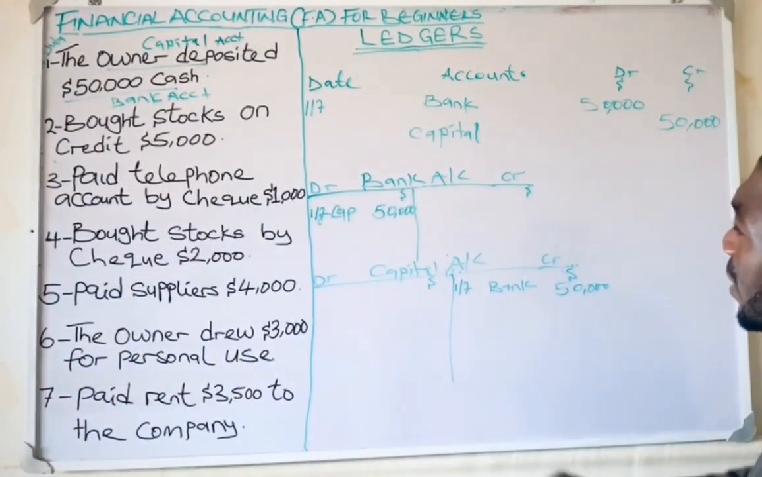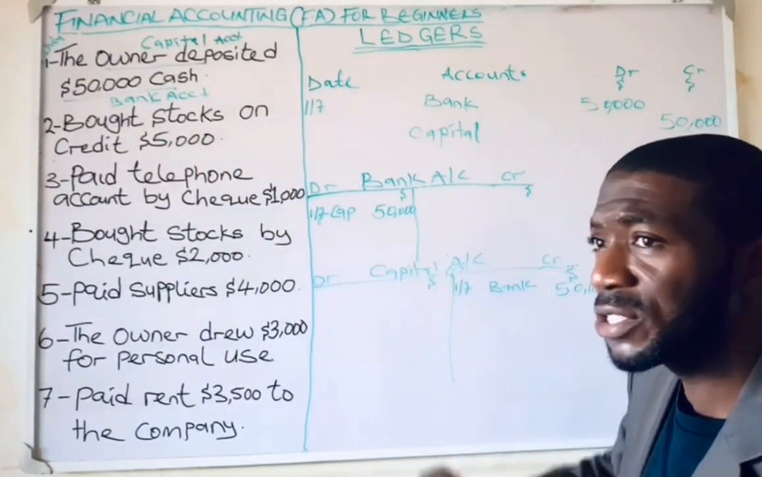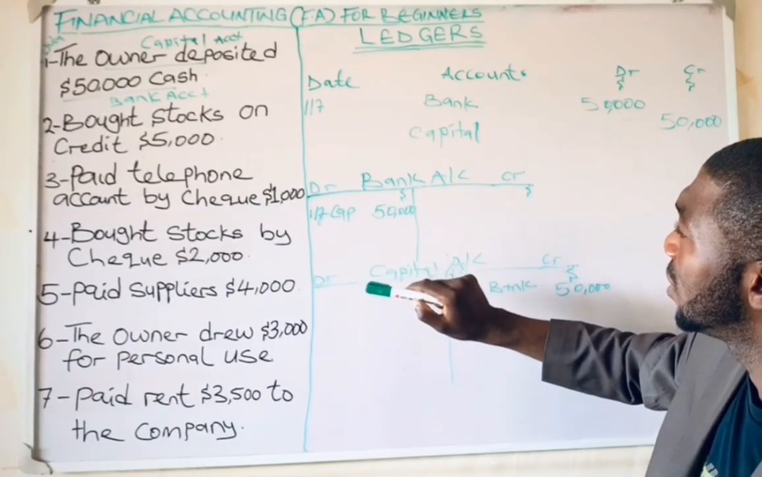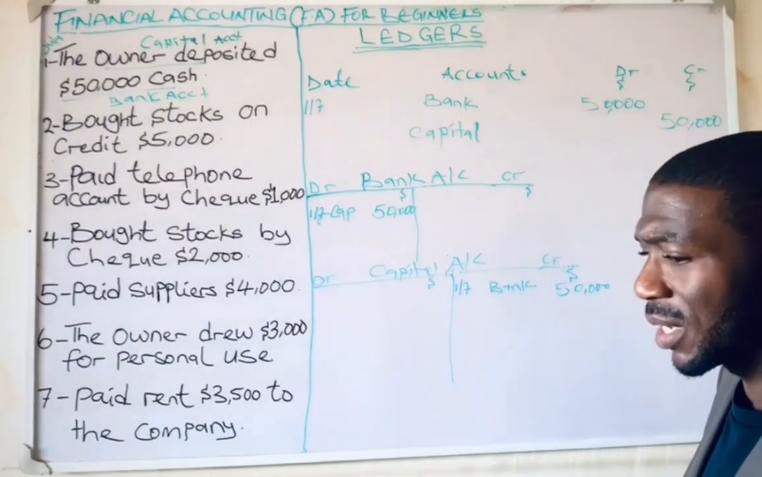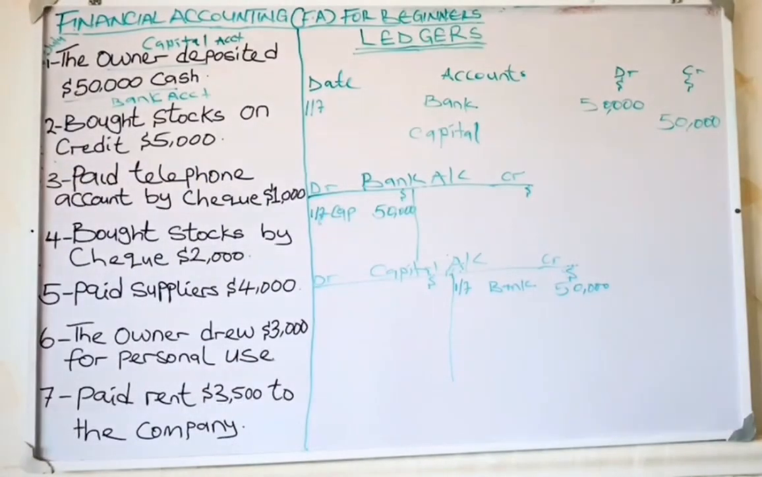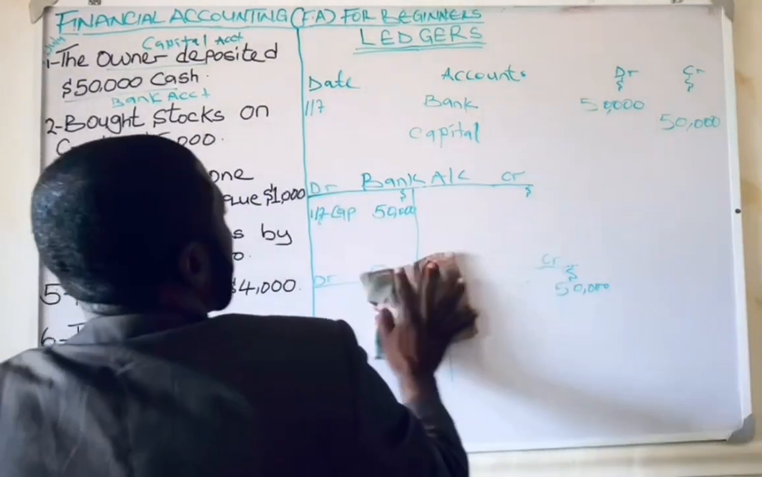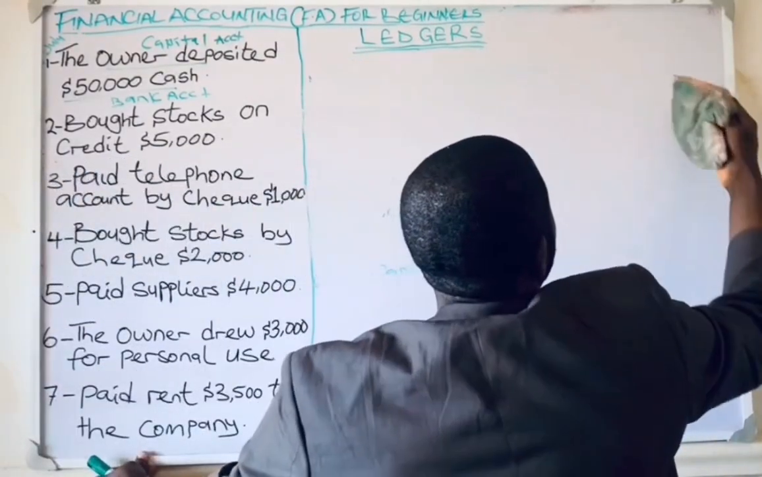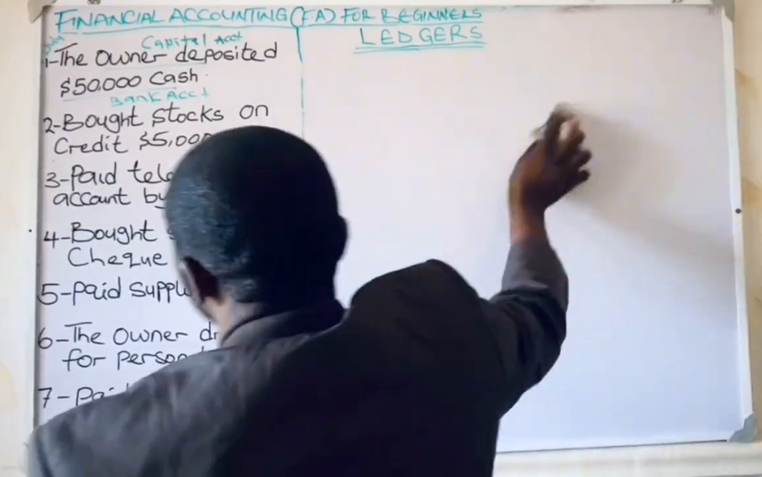It's not that you cannot use your initial transaction to open your ledgers. But it's not advisable as an accountant to use your initial transaction, because your ledgers help to check the accuracy of your entries in the journal. So let's look at the ledgers in detail.